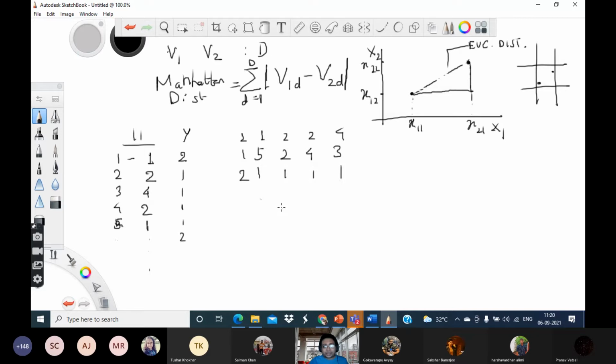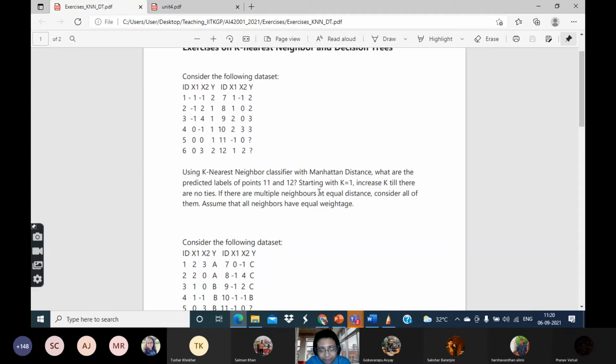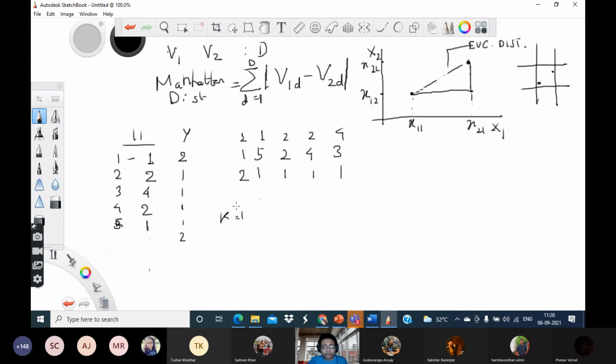Right? So if I consider k equal to 1, the first nearest neighbor is of course these 2 points jointly. As I have written here, if there are multiple neighbors at equal distance, consider all of them. So although I say k equal to 1, there is one nearest neighbor, I am forced to take both of these 2 points because they are at the same distance. And I find that one of them is 2, one of them is 1. So at this point, I cannot take any decision. So let me just count the votes which the two classes have got. This has got one vote, this has also got one vote.